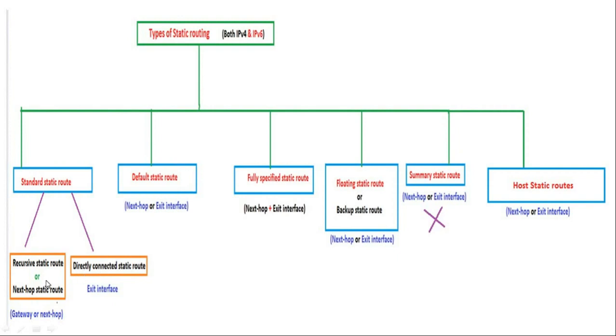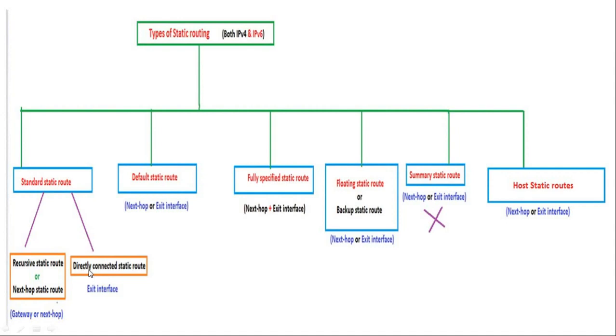How will we configure them, and how will we identify which one is a next hop static route and which one is a directly connected static route? For this, I am giving a hint here. Next hop, you know, hop means a router. Next hop means the next router's IP address. That means gateway. Just for understanding, I am using the word gateway, but technically you have to learn the term next hop. So the point here is, in a next hop static route, we are going to use the next hop IP address or gateway.